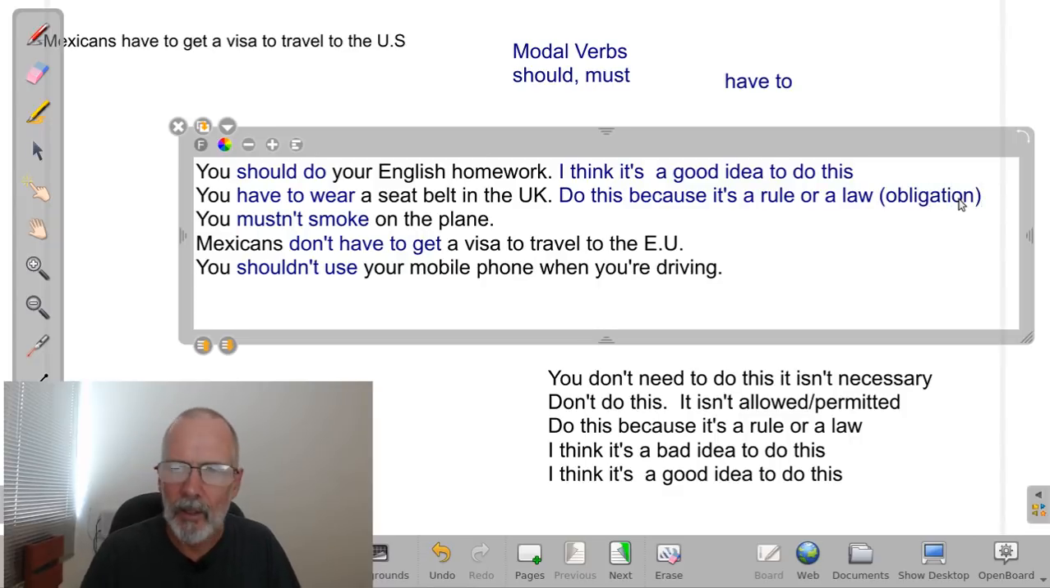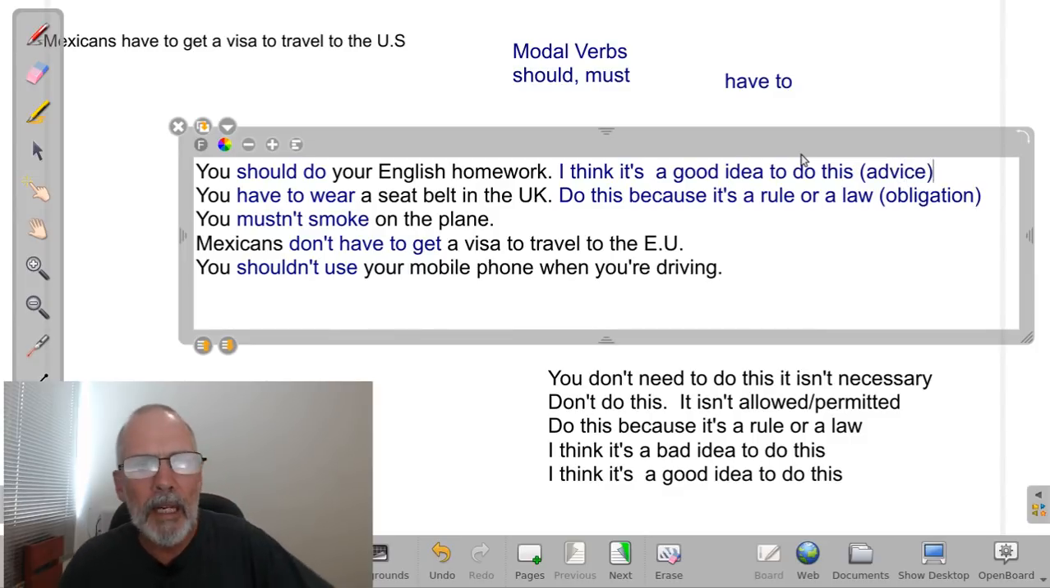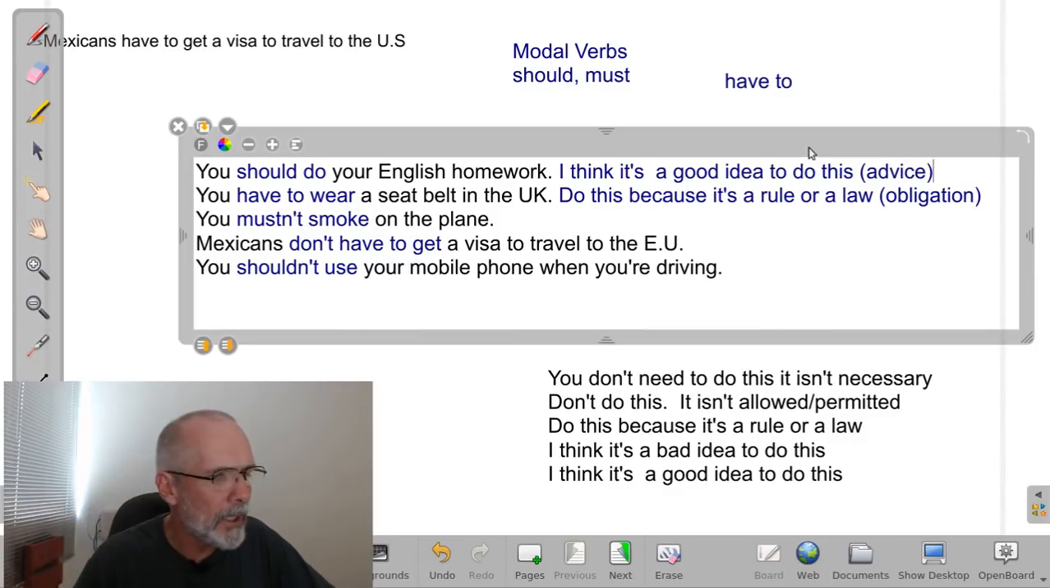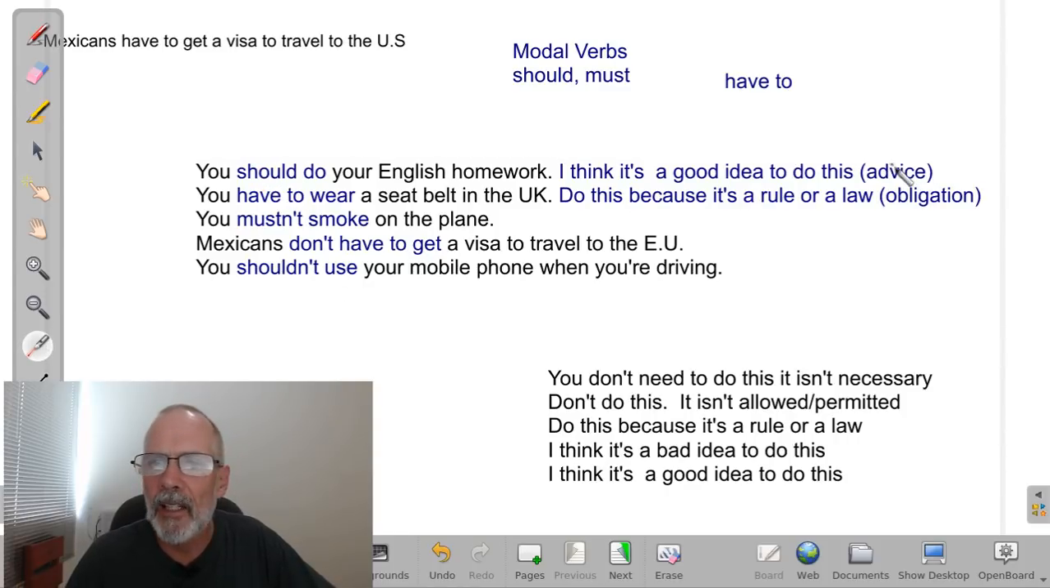Obligation. And this one here is like advice or a suggestion. What we're doing here is trying to deduce the rules. When we use should in English, should is like advice, it's like a suggestion. When we say have to in English, it's an obligation, it's a law, it's a rule. What about the next one?